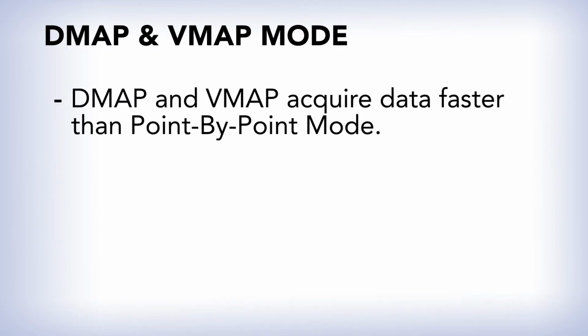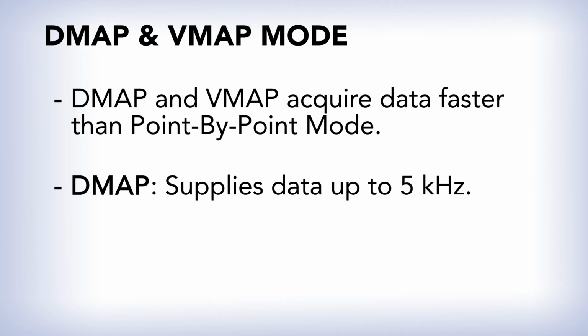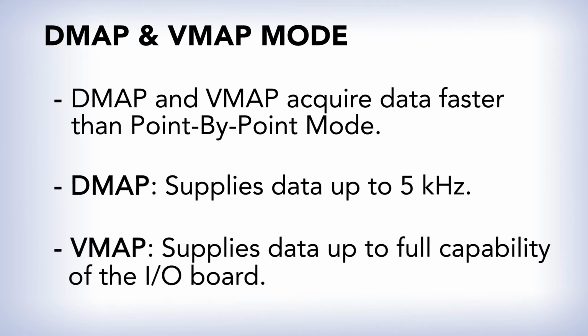Since the FPGA is acquiring data for you, DMAP and VMAP can acquire data much faster than point-by-point mode. DMAP can supply you with data up to and including 5 kHz, while VMAP can supply you data up to the full capability of the I/O board.